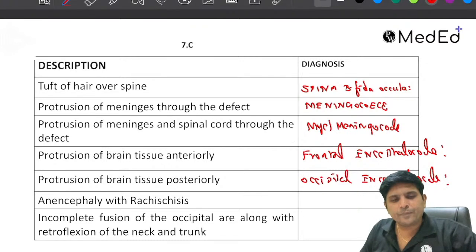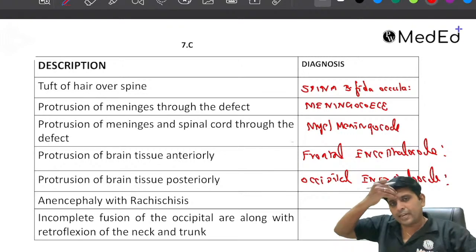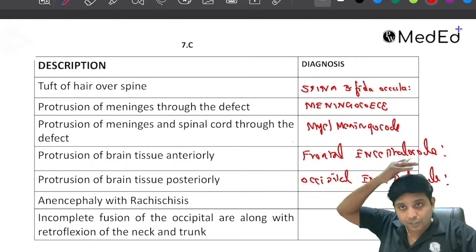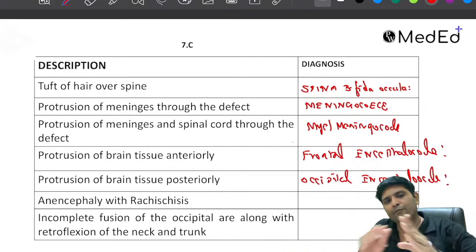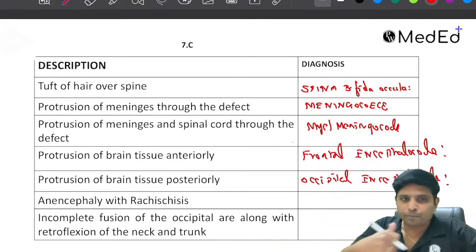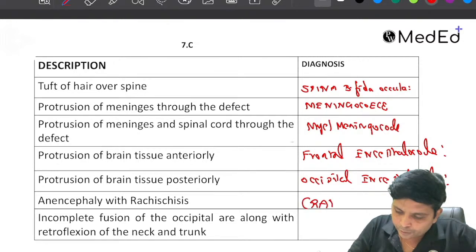And finally, what is this? Anencephaly with rachischisis. Anencephaly means absence of brain. Rachischisis means complete failure of fusion of the spinal cord. This is called craniorachischisis.